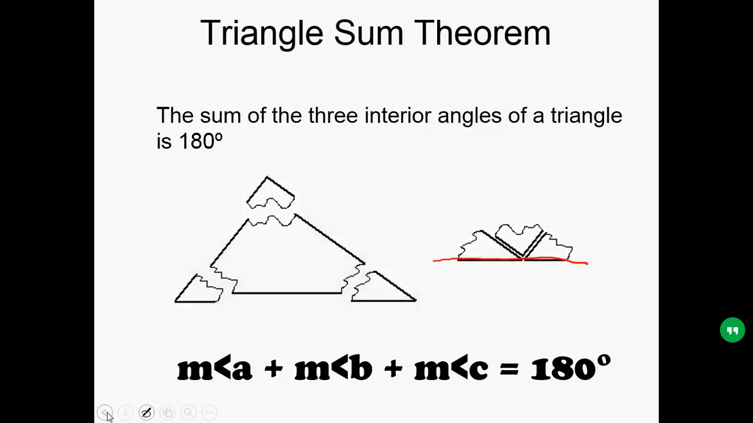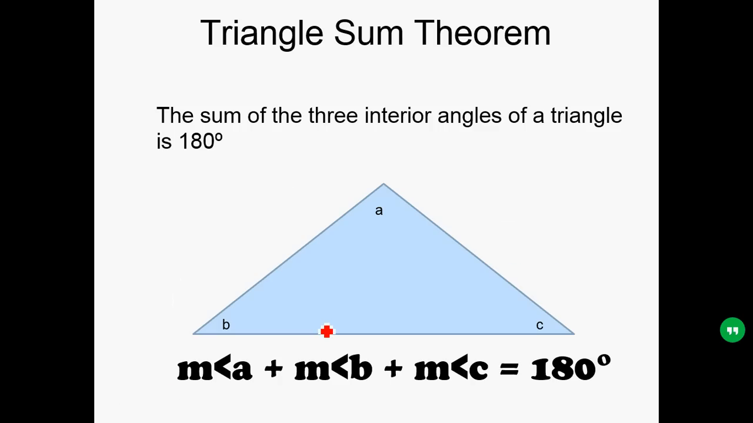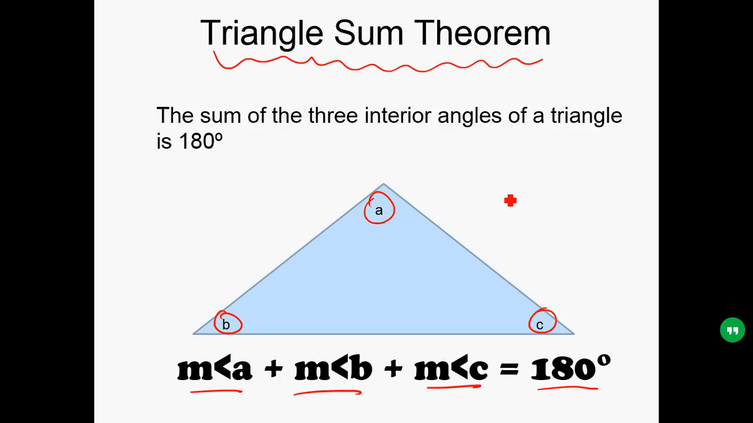So what that tells me is I can deduce that on a triangle, when I add up the three interior angles, the measurement of the three interior angles, when I add them together, it's going to equal 180 degrees. And that is known as your triangle sum theorem. So the triangle sum theorem simply states that when you add up the three interior angles on a triangle, they will always add up to 180 degrees.